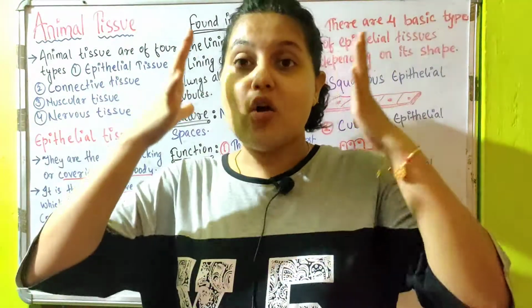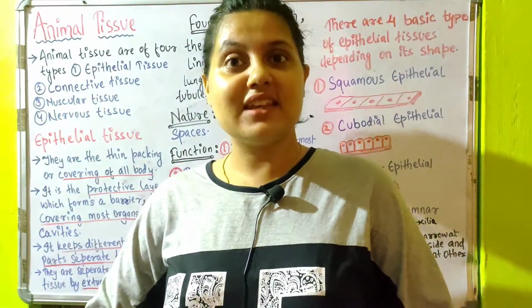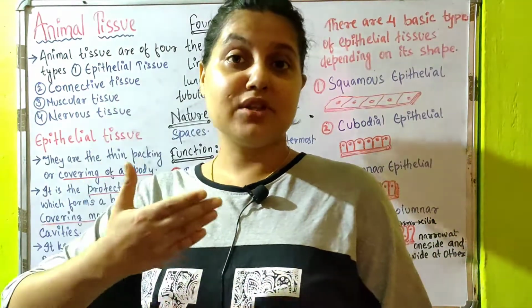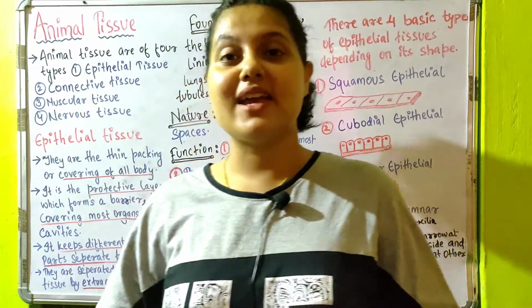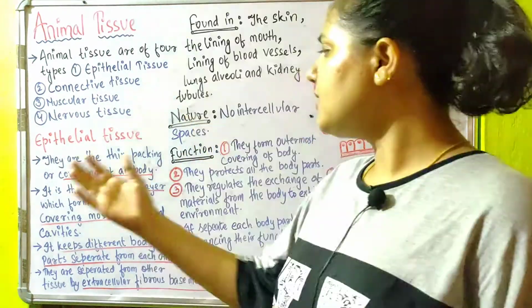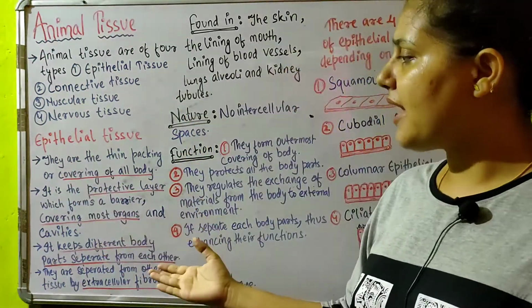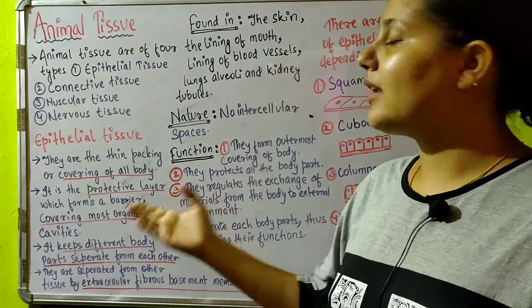See, the whole body is covered with skin, right? That means you can see me. You can see my epithelial tissue because epithelial tissue has covered my body, isn't it? It is the protective layer which forms a barrier covering most organs and cavities.